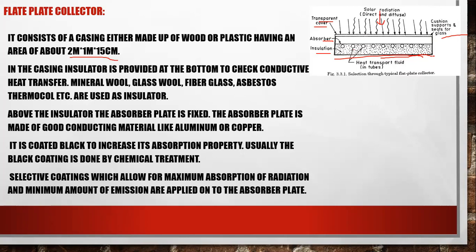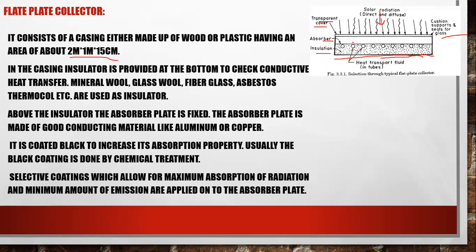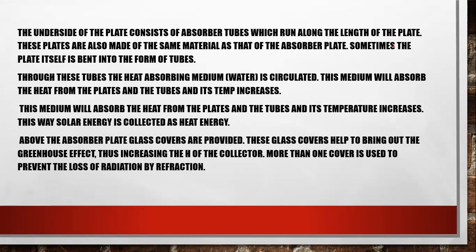Successive selective coatings, which allow for maximum absorption of radiation and a minimum amount of emission, are applied to the absorber plate here. The underside of the plate consists of the absorber tube, which runs along the length of the plate. It is made up of absorber material. Everything will be absorbed.